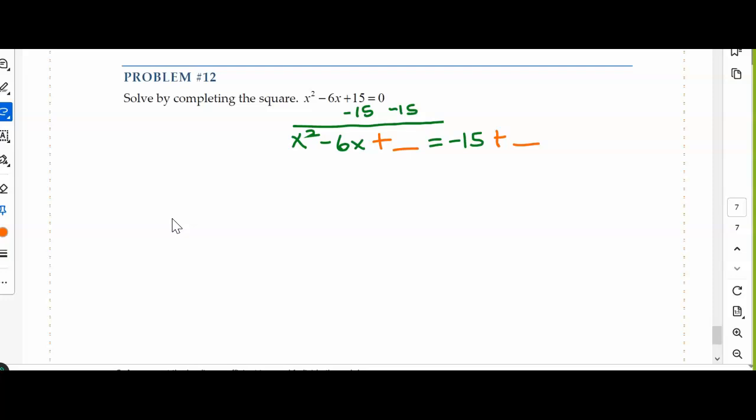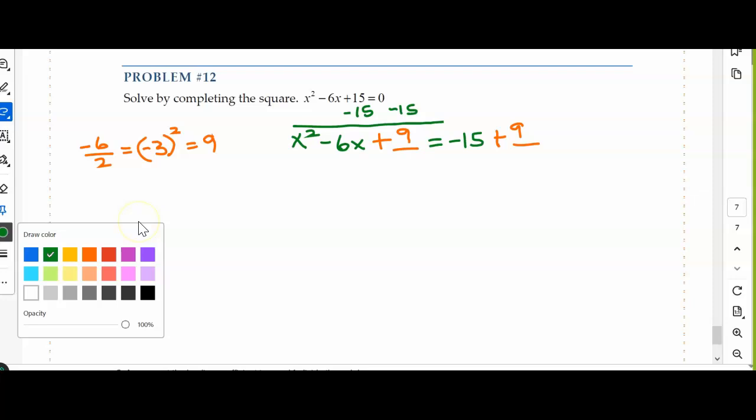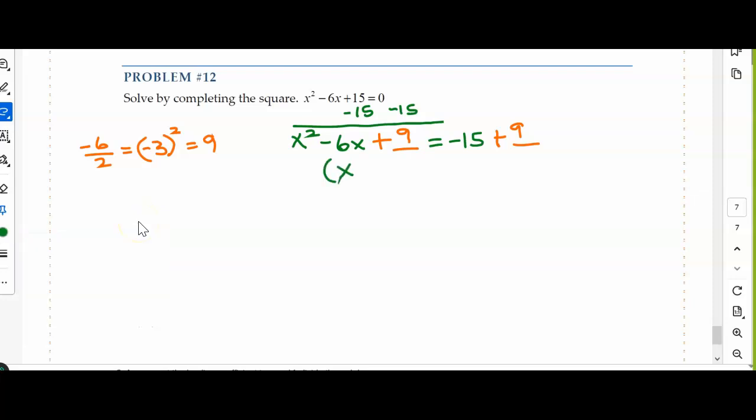All right, so in this one, now we're taking negative 6 and halving it, right? Negative 6 divided by 2 is negative 3, and then negative 3 all squared. Negative 3 times negative 3 is positive 9. So I've got to add 9 to both sides here. Okay, now on here, let's factor that. It's a perfect square trinomial, so easy to factor.